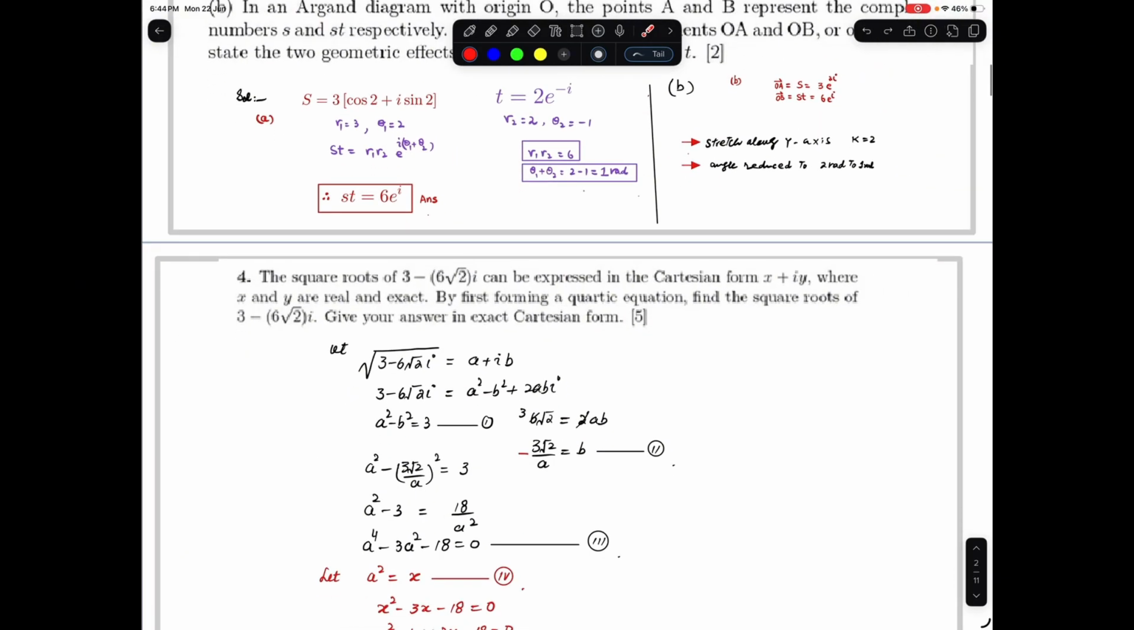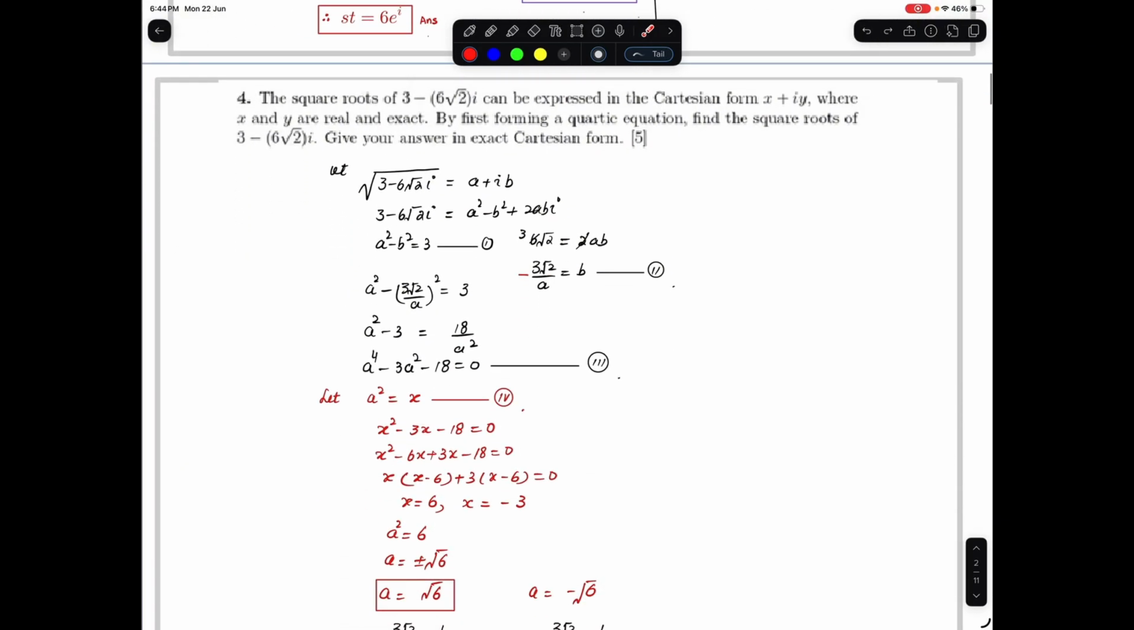Okay, question number 4 is also related to complex numbers. The question is very simple. The square root of 3 minus 6 root 2 i can be expressed in the form x plus iy, where x and y are real and exact. Make sure you find the real and exact form of x and y.